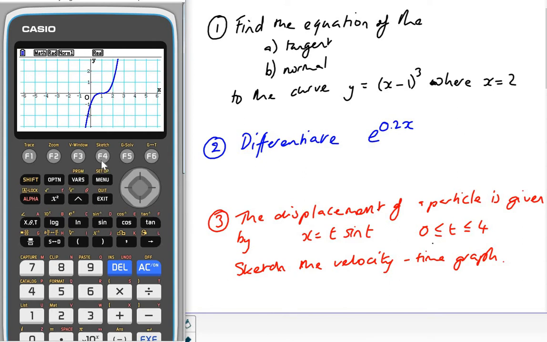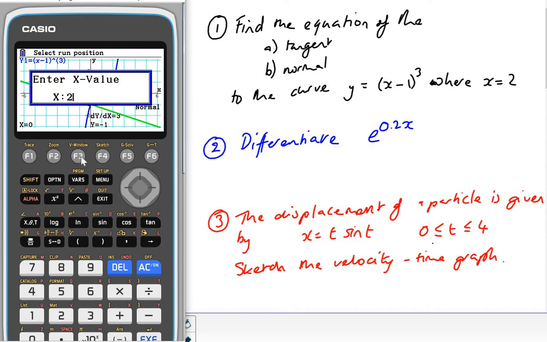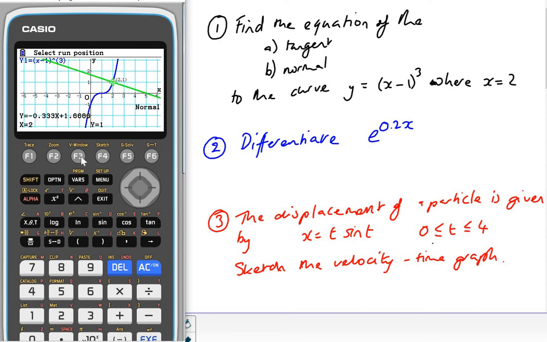So I'm going to do the normal this time. So I'm going to sketch, normal, and I want it where x is 2. So I enter 2 and I press execute a second time. At the minute, you can't see the equation of the normal, so I press execute again. And there we've got it. So y is minus a third x plus 4/3, that would be.